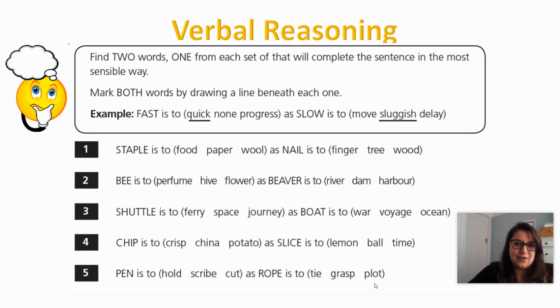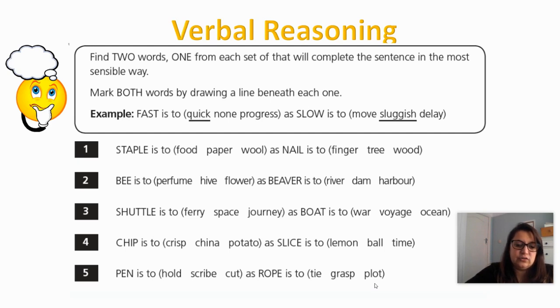And you need to be able to link that word in the same way as you would with the second lot. So slow is to move, sluggish, or delay. So here, fast is to quick, as slow is to sluggish. Here we have adjectives underlined that describe that movement. Here we have adverbs that describe our verbs and our adjectives. So if fast is to quick, as slow is to sluggish, what would the rest of them be?